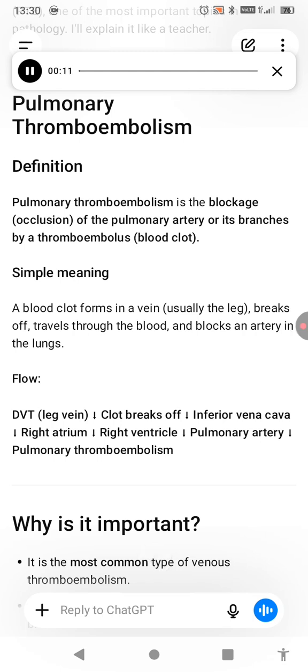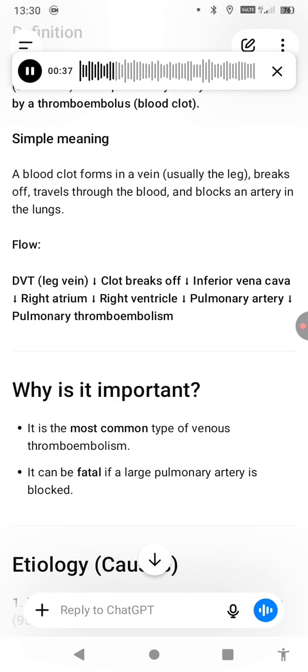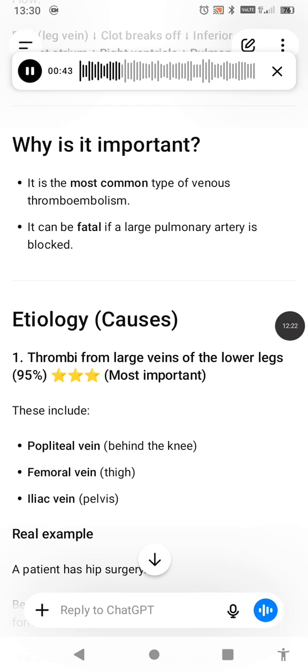Definition. Pulmonary thromboembolism is the blockage, occlusion, of the pulmonary artery or its branches by a thromboembolus, blood clot. Simple meaning, a blood clot forms in a vein, usually the leg, breaks off, travels through the blood and blocks an artery in the lungs. Flow, DVT, leg vein, clot breaks off, inferior vena cava, right atrium, right ventricle, pulmonary artery, pulmonary thromboembolism. Why is it important? Because the artery is blocked.